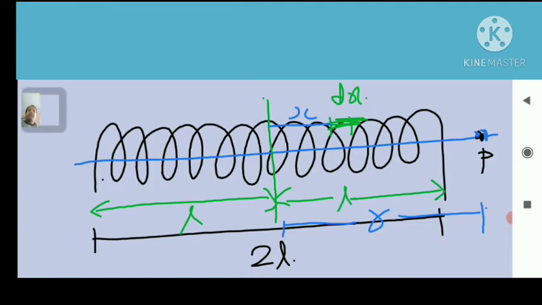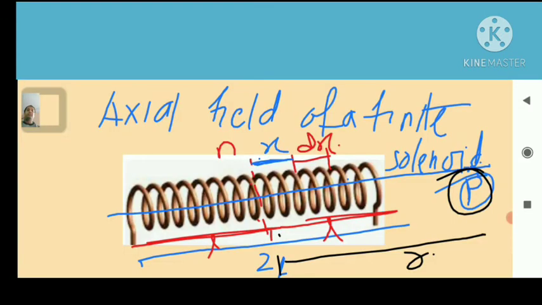Firstly we find the magnetic field due to this small element at point P, and after that we integrate it, then we will get the total magnetic field at point P due to this solenoid. The current passing through this solenoid is I, and you already know the magnetic field around this solenoid in this form.